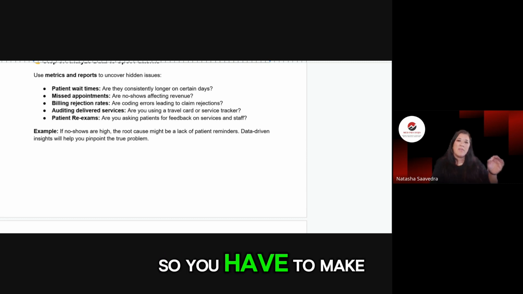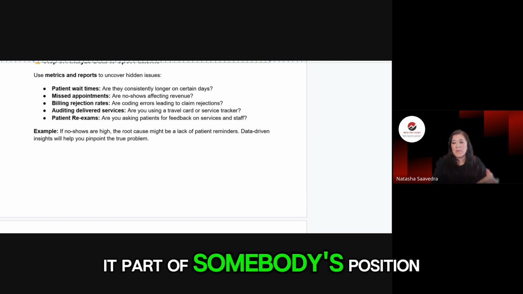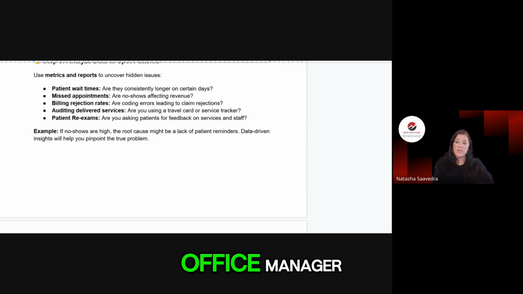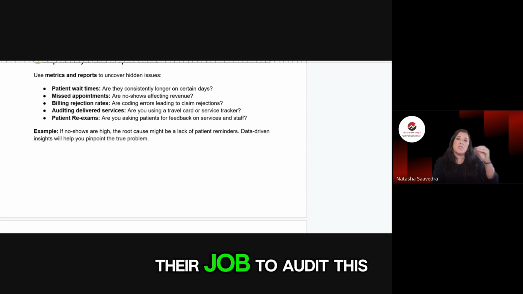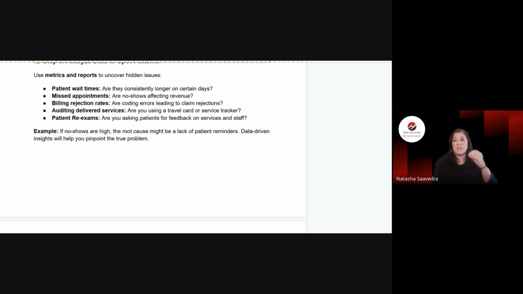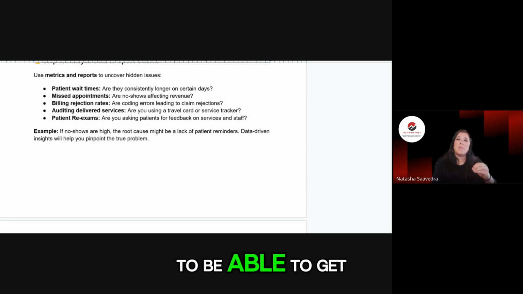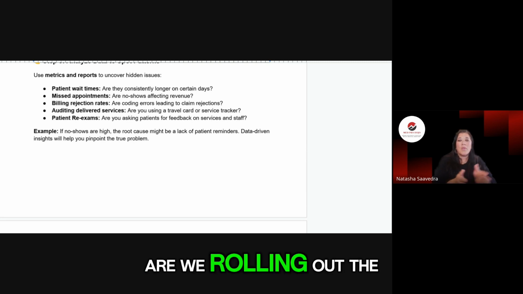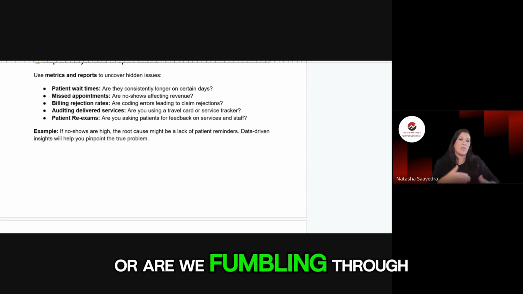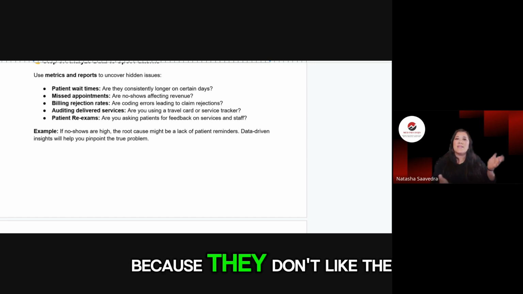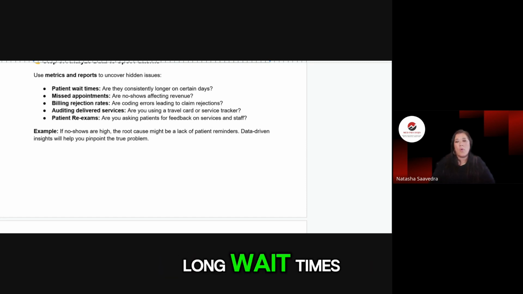So you have to make it part of somebody's position. Usually it's part of the office manager and the service or production manager, as we call it. It's their job to audit this type of information to be able to get a full picture. Are we rolling out the red carpet and giving great experiences, or are we fumbling through and people aren't staying because they don't like the long wait times?